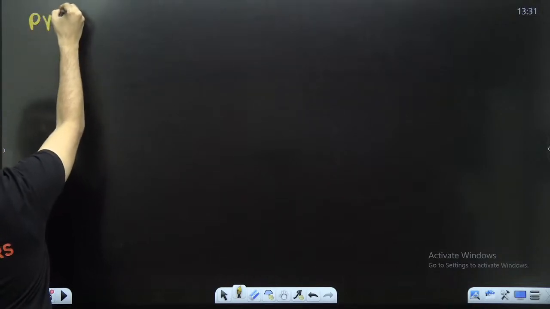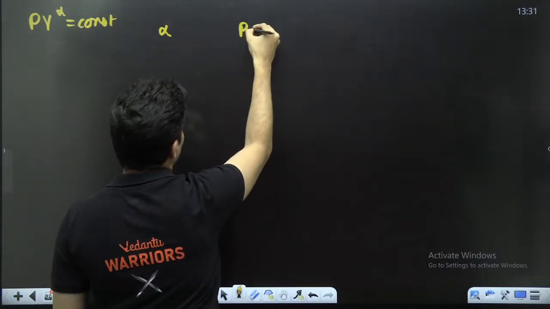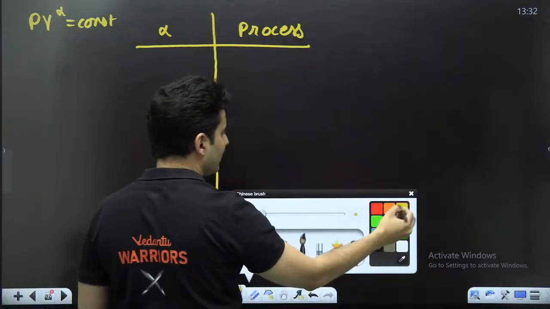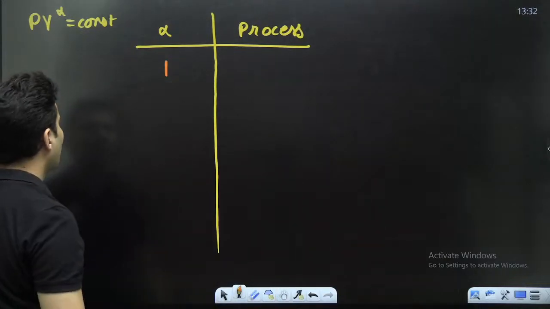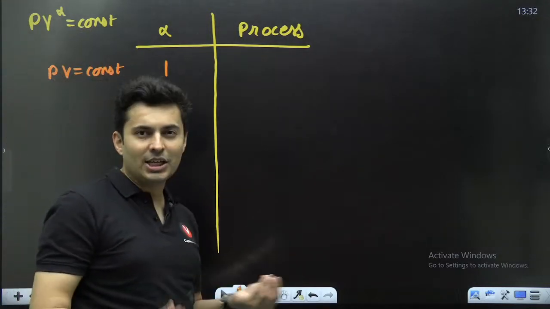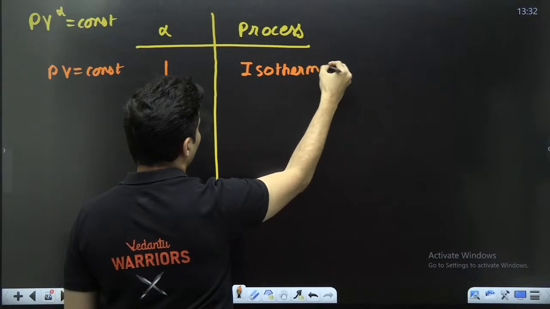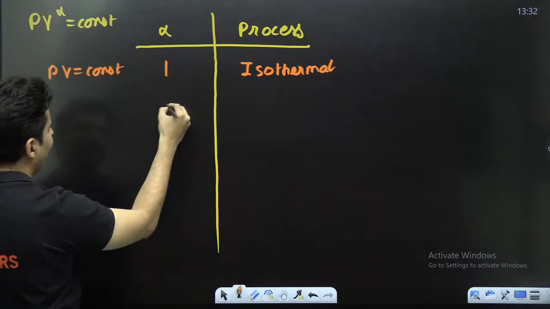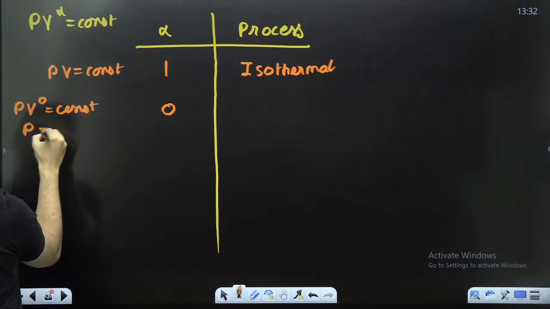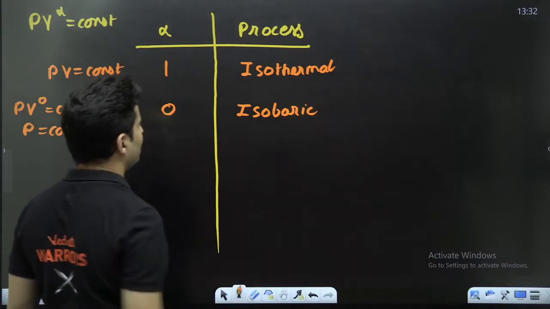When you have PV raised to alpha is a constant, if I tell you the different values of alpha, can you guess which process it is actually representing? Let's say alpha is 1. That means PV is a constant. When does pressure into volume become constant? This is when it is an isothermal process, yes or no? When the alpha value is 0, that means PV raised to 0 is a constant. That means pressure is a constant. And when does this happen? This happens for an isobaric process.